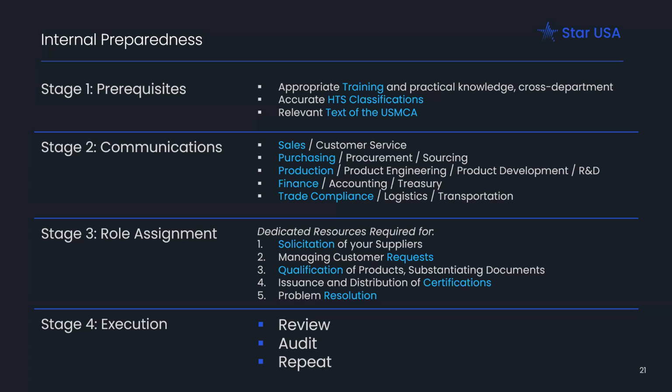Once you've got your baselines in place, you now know what you need to communicate to people. And you start by communicating with your internal teams. This is talking to your sales and customer service teams. They're often going to be the front line with customers that need USMCA certifications, and you're going to need to empower them to communicate effectively. You need to talk with your purchasing teams, your production teams, potentially your finance teams, and absolutely your trade compliance teams, or your logistics and transportation teams, so that they know what to look for and how to respond to inquiries that are coming from often many different angles. And you need to then take that communication and allocate proper roles and responsibilities to those individuals within those areas.